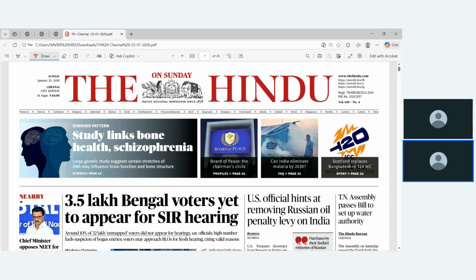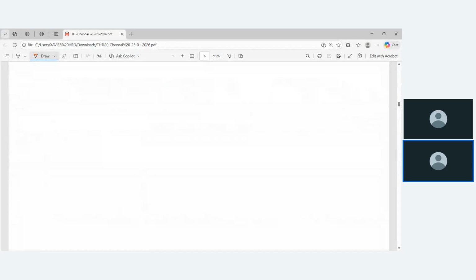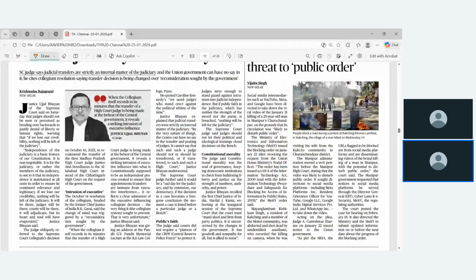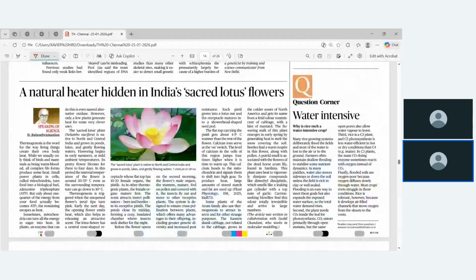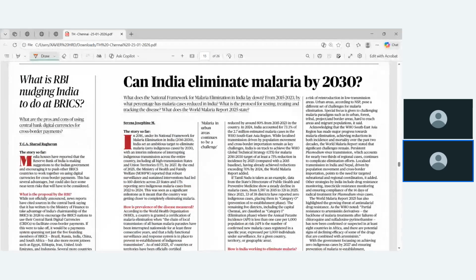So in this newspaper, there is a continuity of some news we discussed one day before, on 19th, I think. We discussed the malaria elimination by India. So based on that, there is a news in today's newspaper. I will directly go to the main editorial page. This is what we have to discuss now: Can India eliminate malaria by 2030?